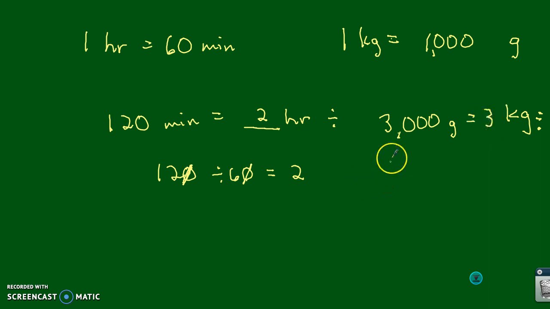Let's say we have 2 kilograms. How many grams will that equal? Well, to go from kilograms to grams, the number is getting bigger. It's the same amount, just a different way of measuring it. The number gets bigger, so for this one we have to multiply. And we're going to take 2 times 1,000, so that will be 2,000.